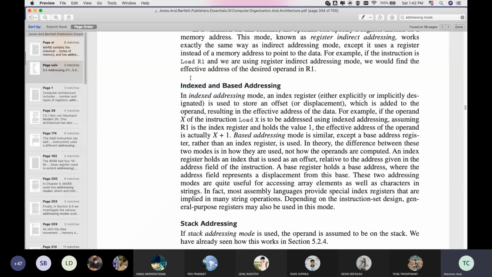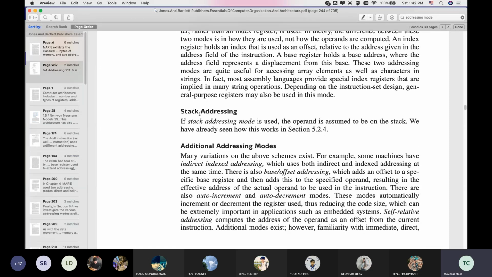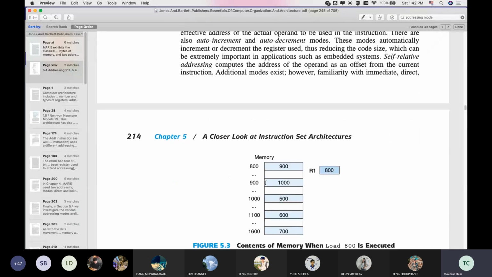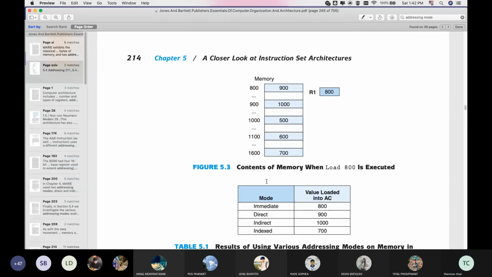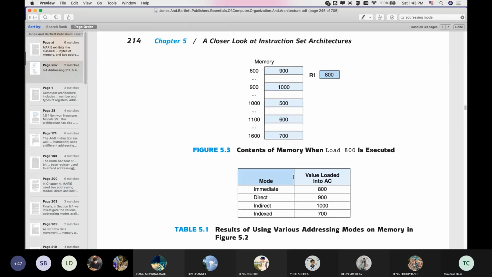Sometimes they call index addressing mode a displacement, so they are the same thing. Displacement addressing mode or index addressing mode, the same thing. And there are more, like indirect addressing, and there are a lot more here. All right, so we are going to practice a bit here.